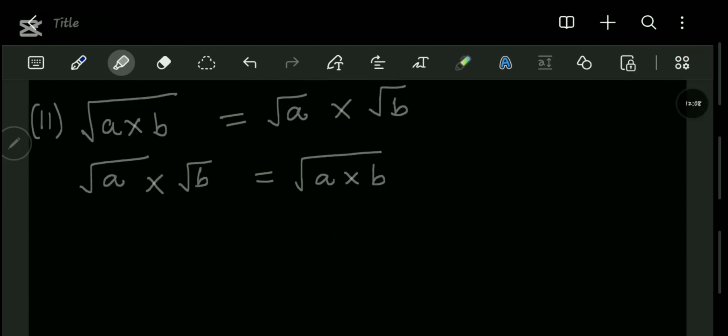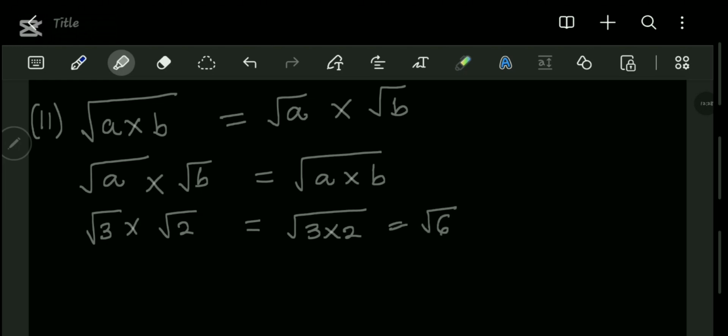So for example, when you have surd 3 multiplied by surd 2, we are free to group them together provided the sign in the middle is a multiplication sign. So this is going to be surd 3 multiplied by 2. And when you multiply this, it is going to give you surd 6. Are you seeing that? Alright.